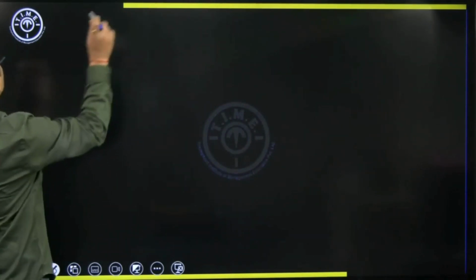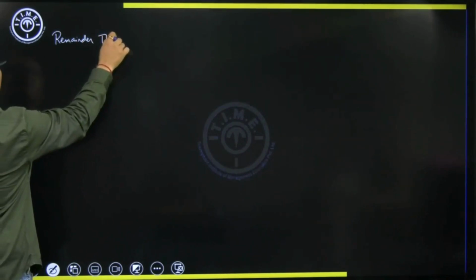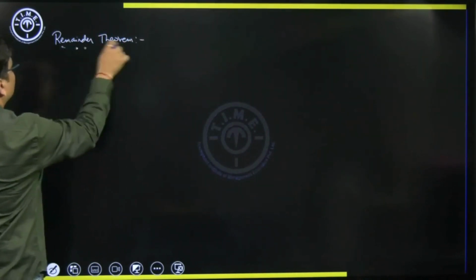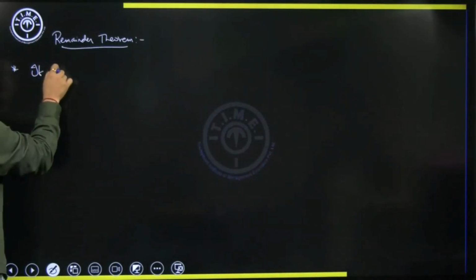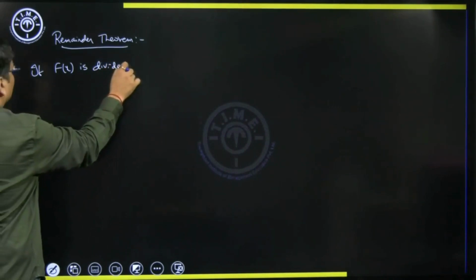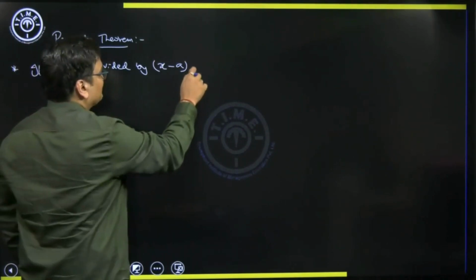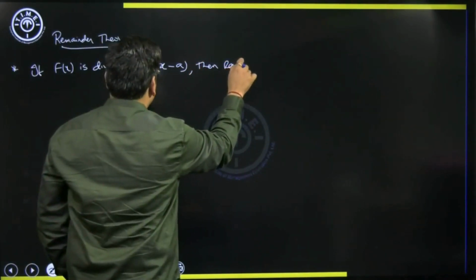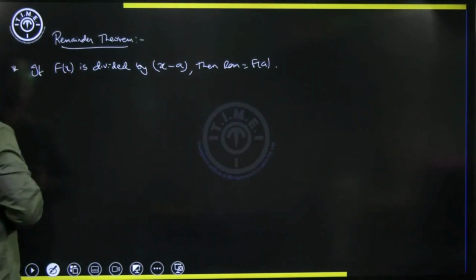Now, let us start by understanding what we mean by remainder theorem, and then we shall look at how we use it in our problems involving remainder calculations in numbers. The statement goes like this: if a polynomial function f of x is divided by the divisor x minus a, then the remainder will be f of a.